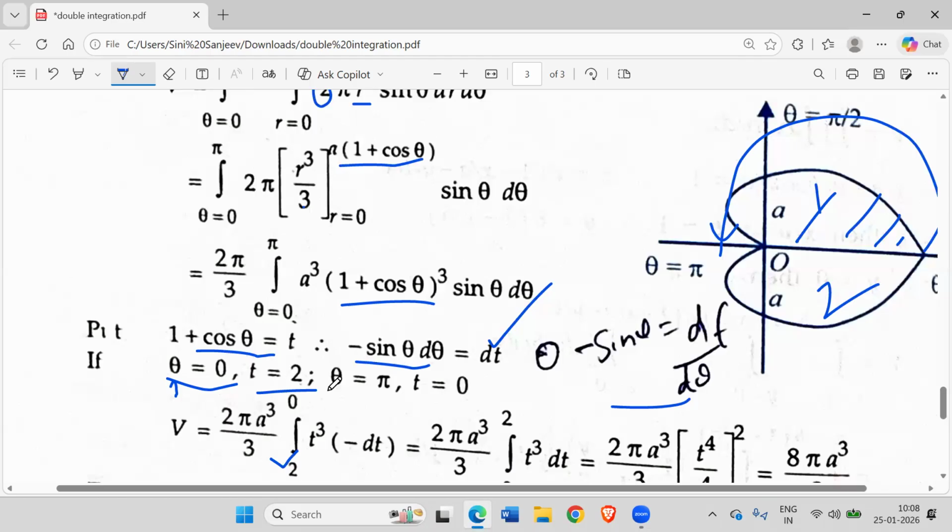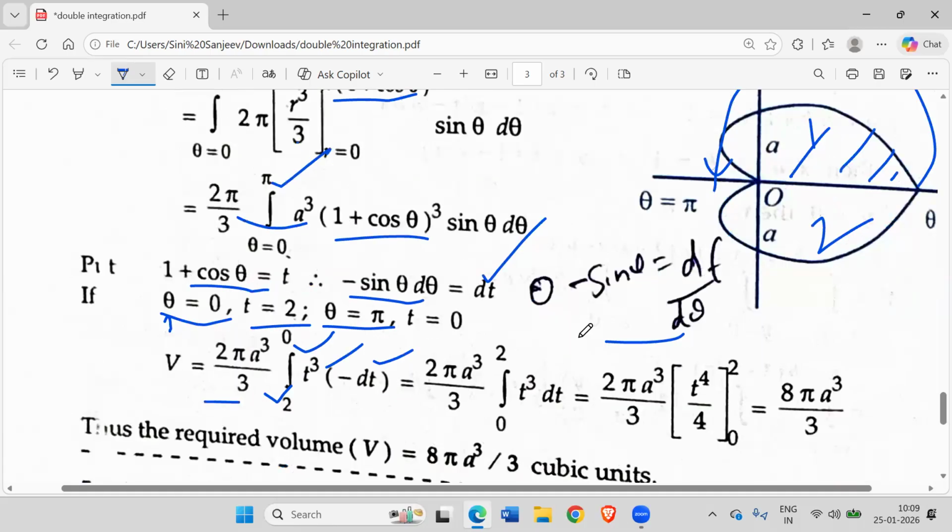Then what you do is theta is equal to pi. Okay, theta is equal to pi, the upper one. Again, put calc and put pi. You'll get 0. So 2 to 0. Correct? This 2 pi a cube, everything I'll take outside like this. Then 1 plus cos theta is t cube, into this minus sin theta d theta, right? So it will become minus dt. Minus also, if you want, you can take outside.